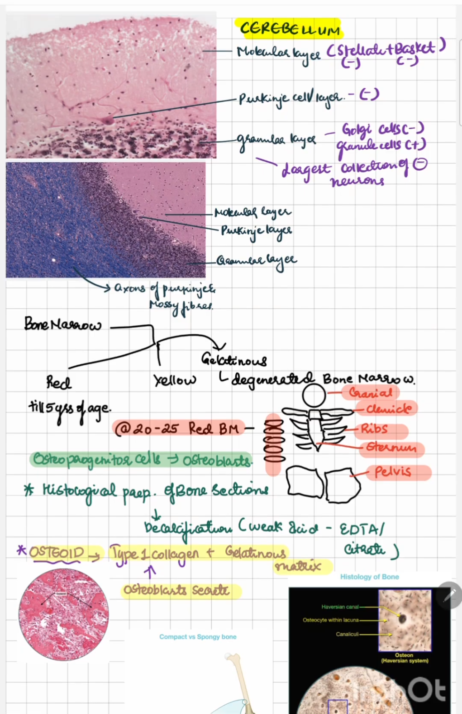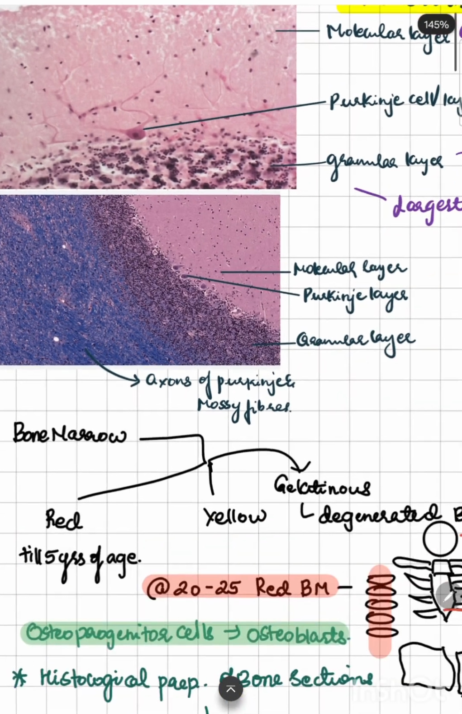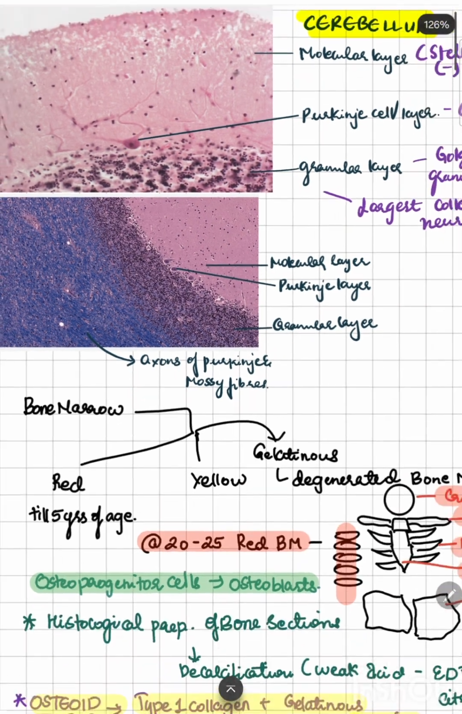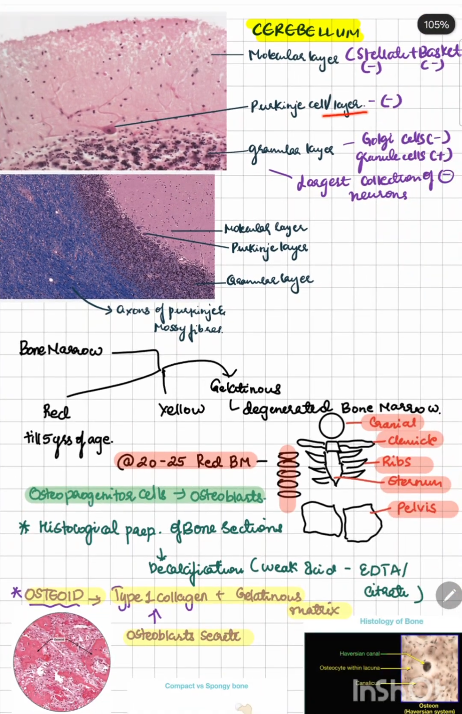So cerebellum has got three layers. The first one is molecular, second one is Purkinje layer, and third one is granular layer. So molecular layer is pinkish and it has got stellate cells and basket cells. Purkinje layer is having, I'll just zoom it in. This flask-shaped cell is known as Purkinje cell, which is also known as Purkinje cell layer. Third one is granular layer, which has got Golgi cells and granule cells, right?